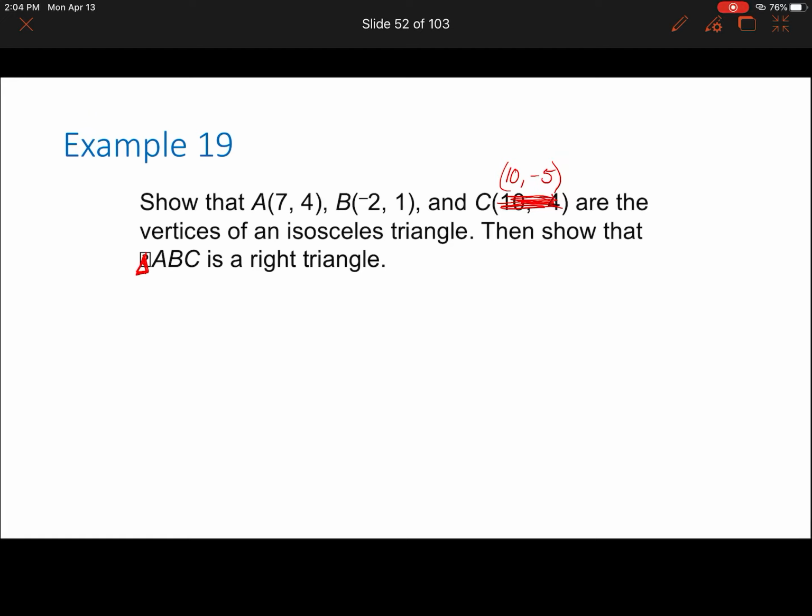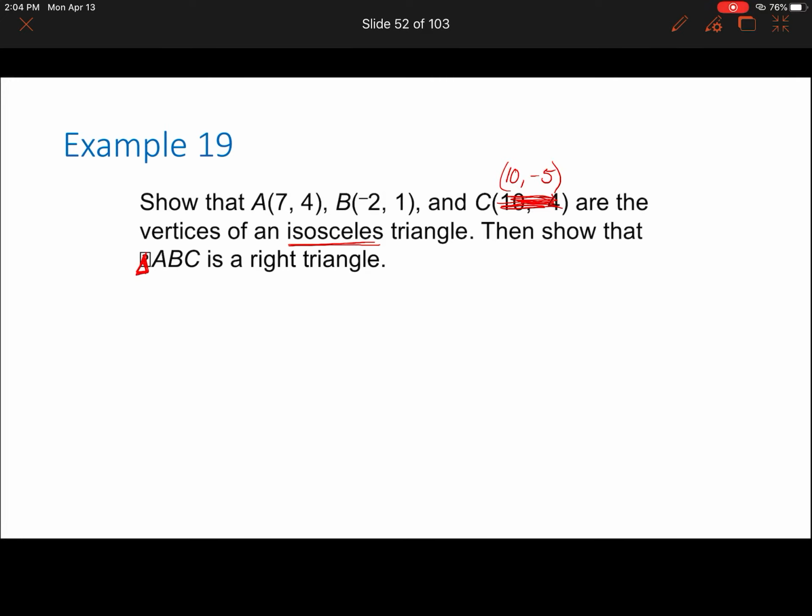And so the question says to show that point A, which is 7, 4, point B, which is -2, 1, and point C, which is 10, -5, are vertices of an isosceles triangle, then show that triangle ABC is a right triangle. So we know that if it's isosceles, then two of our side lengths have to be the same length. And if we can show that that is the case, then the Pythagorean theorem will allow us to show that the three side lengths do make up a right triangle, if that's the case.